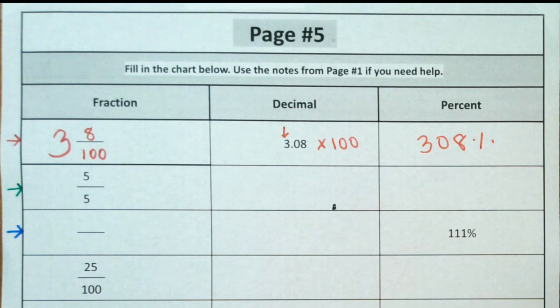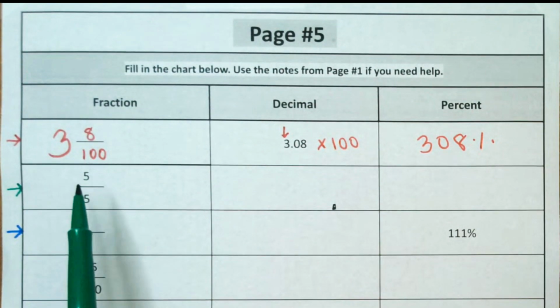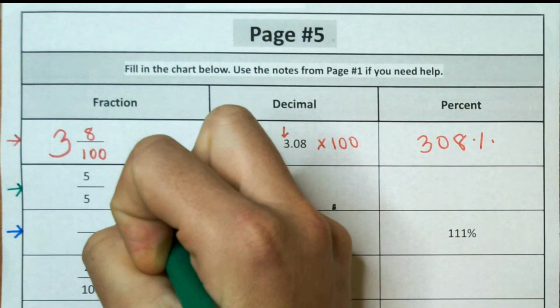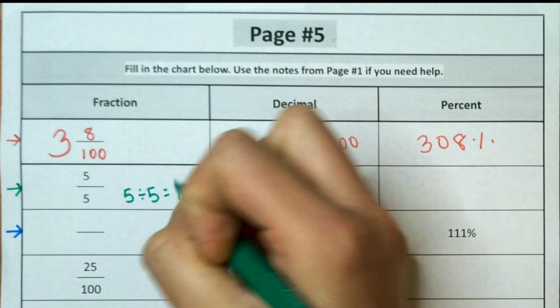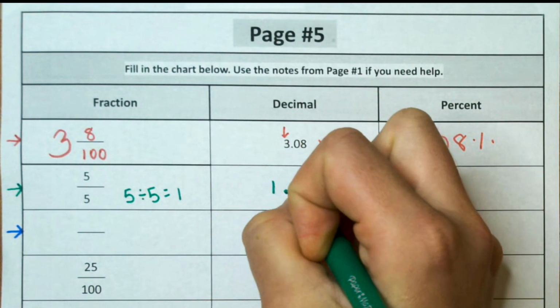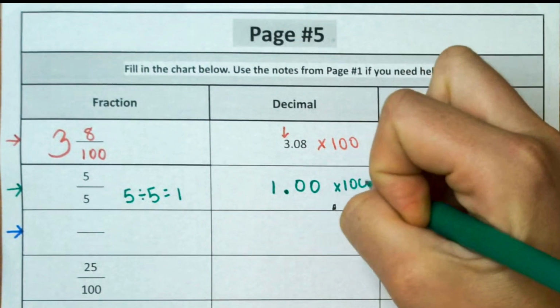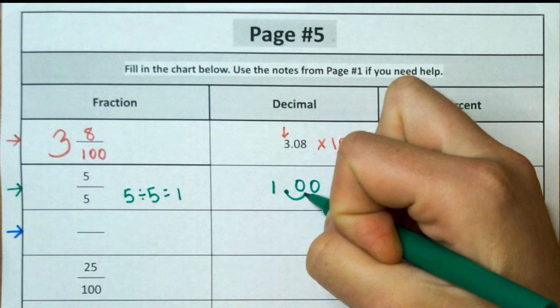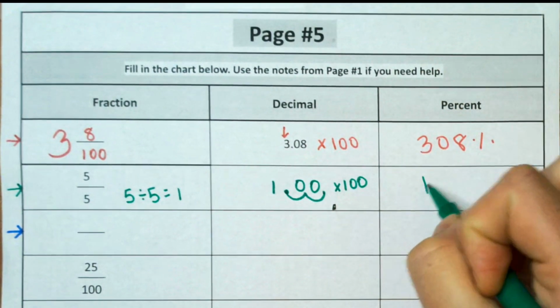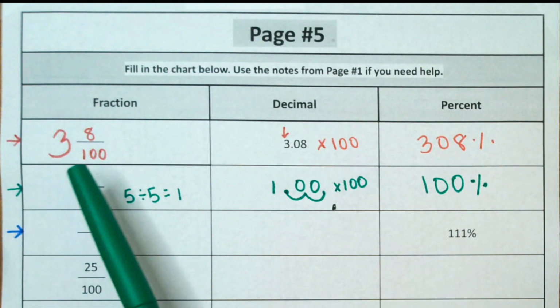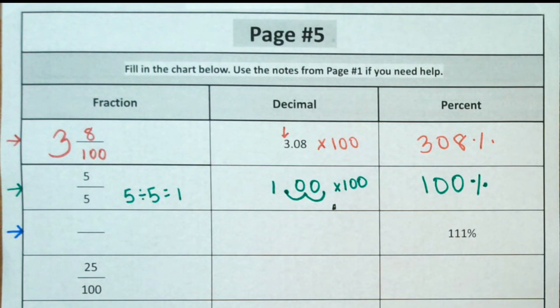Let's check our work for the second row. I know when I go from a fraction to a decimal, I divide. So I'm going to do 5 divided by 5, which is 1. So our decimal is 1 or 1.00. I'm going to multiply my decimal by 100, or remember, you can always just move the decimal forward 2 spots, and we get 100%. And that makes sense because if you got a 5 out of 5 on a quiz, that means you got them all correct, which equals 100%.